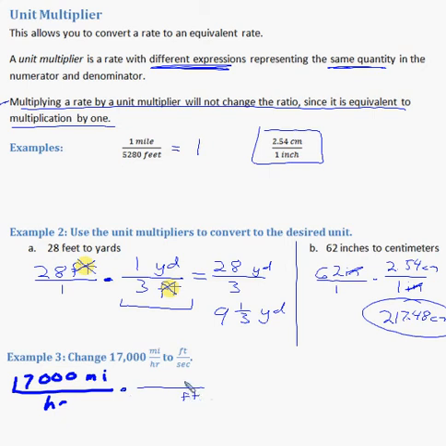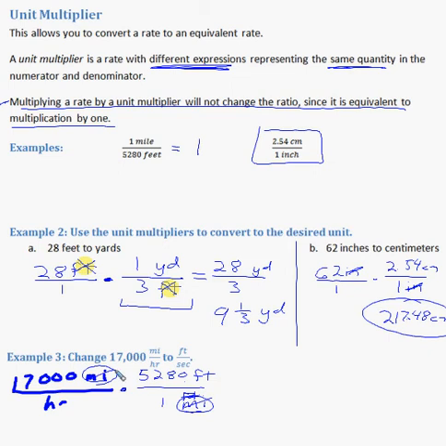And so we're thinking, I want to cancel the miles, so there are 5,280 feet in 1 mile. Notice the miles is in the numerator here and it's in the denominator here. That's how we want to set that up. So those will cancel and we'll just be left with feet, which is what we want.